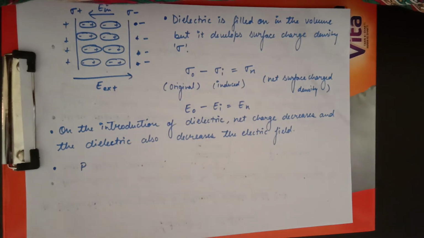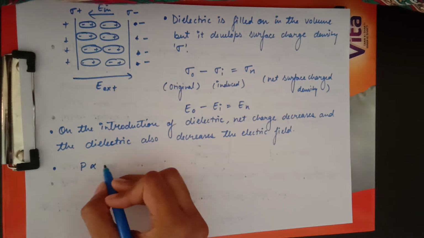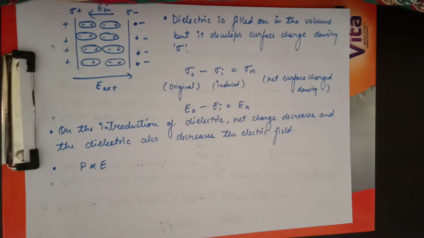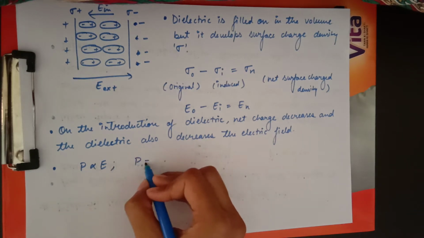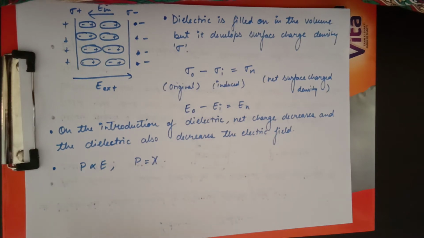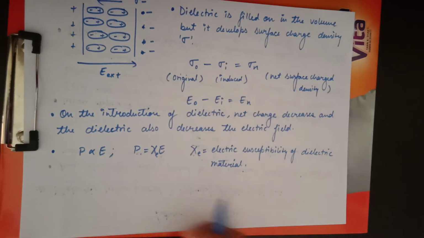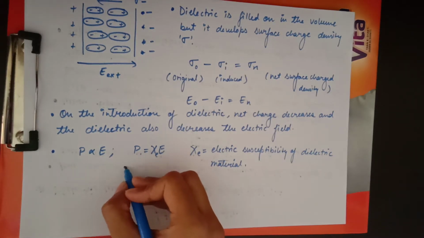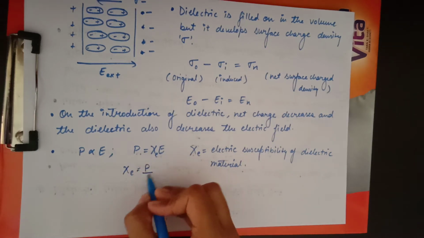We can denote the net dipole moment by capital P, and it is proportional to the electric field intensity. So when we remove the proportionality sign, a proportionality constant comes, and we can write it as P = psi E, where psi is the electrical susceptibility of the dielectric material. The formula for psi E is P upon E.